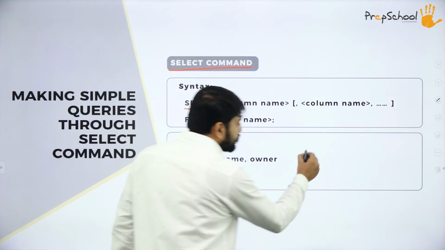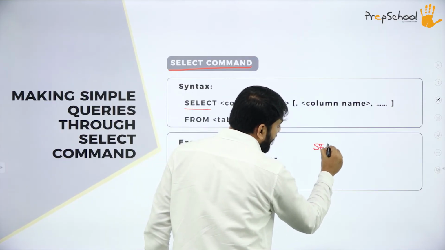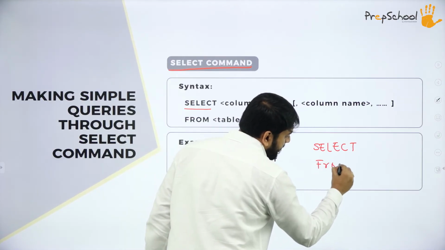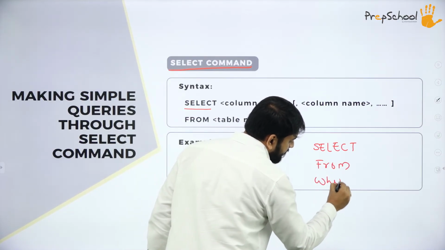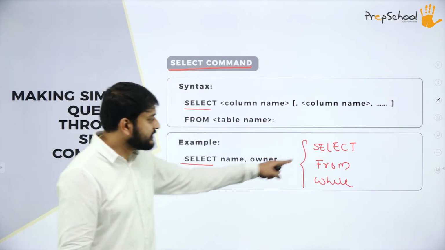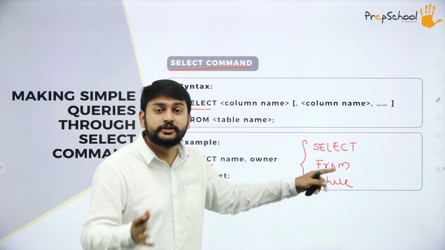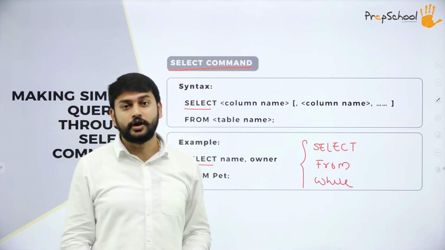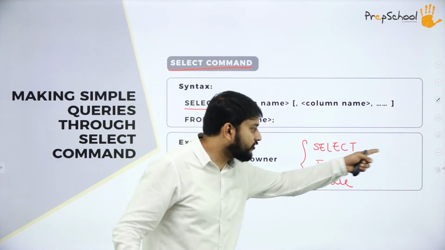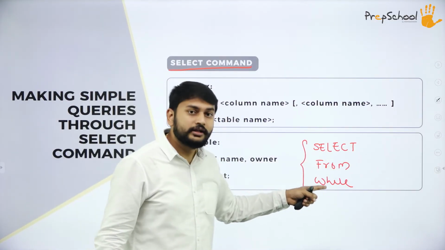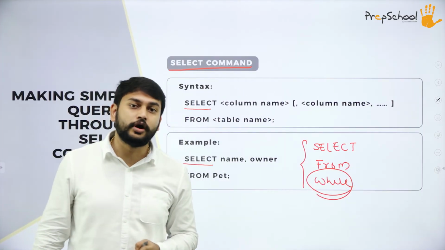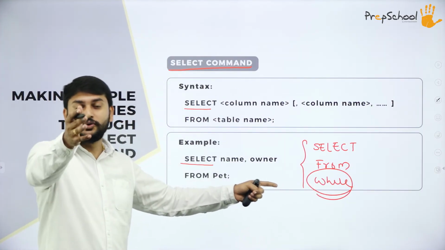Please understand, when it comes to select, we will have three clauses: select, from, where. These three clauses you have to remember. It's very simple. Select what do you want to select in the table, so you have to mention the name of the column. From which table you want to select these columns. Where is optional, so you can specify the conditions if you want, otherwise you can skip. That is what you have to remember.